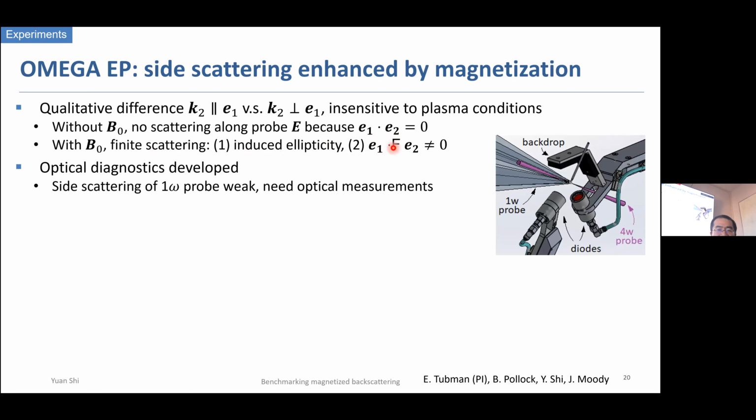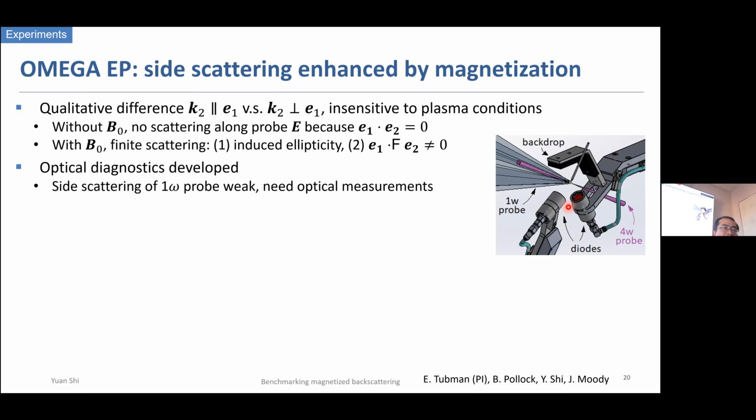So we're trying to set up an experiment at the Omega laser to measure that. In the experiment, we have some targets, which you can't see over here, that produce a magnetized plasma. Then we shoot a laser across the magnetized plasma, and we have two diodes watching the scattered light from two directions. One direction is parallel to the laser E field, and one direction is perpendicular to the laser E field.